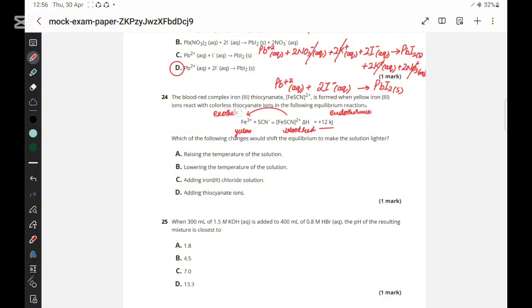So what happens if we have to shift it towards the left hand side? Definitely, as the backward direction is exothermic, we need to decrease the temperature of the solution. So our answer is going to be B, because if the temperature is decreased, according to Le Chatelier's principle, the equilibrium will move in the direction that increases the temperature. So that's why it needs to move towards the exothermic direction.